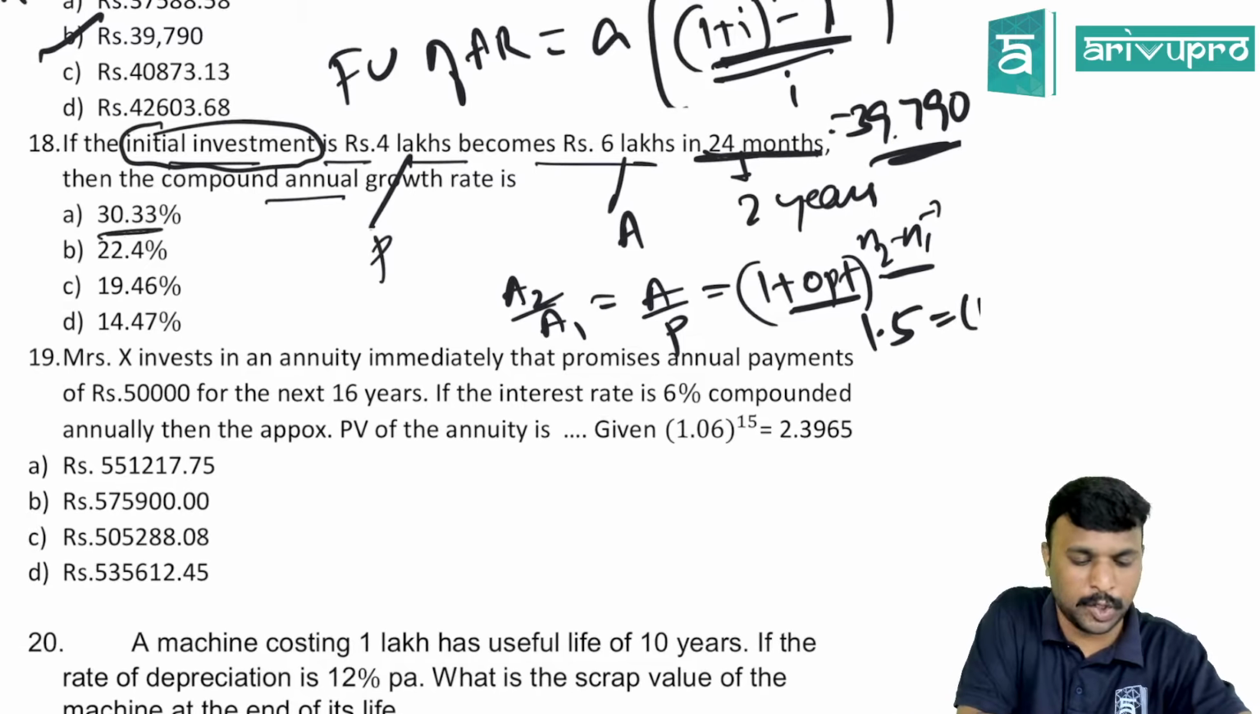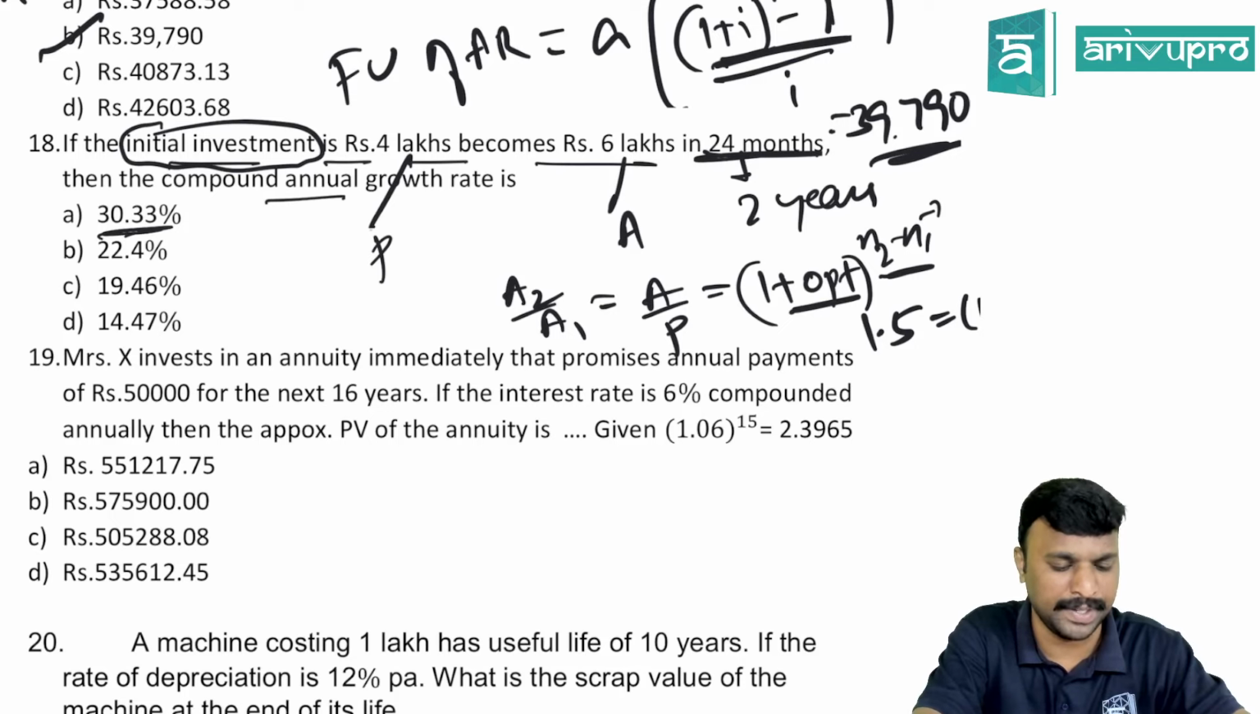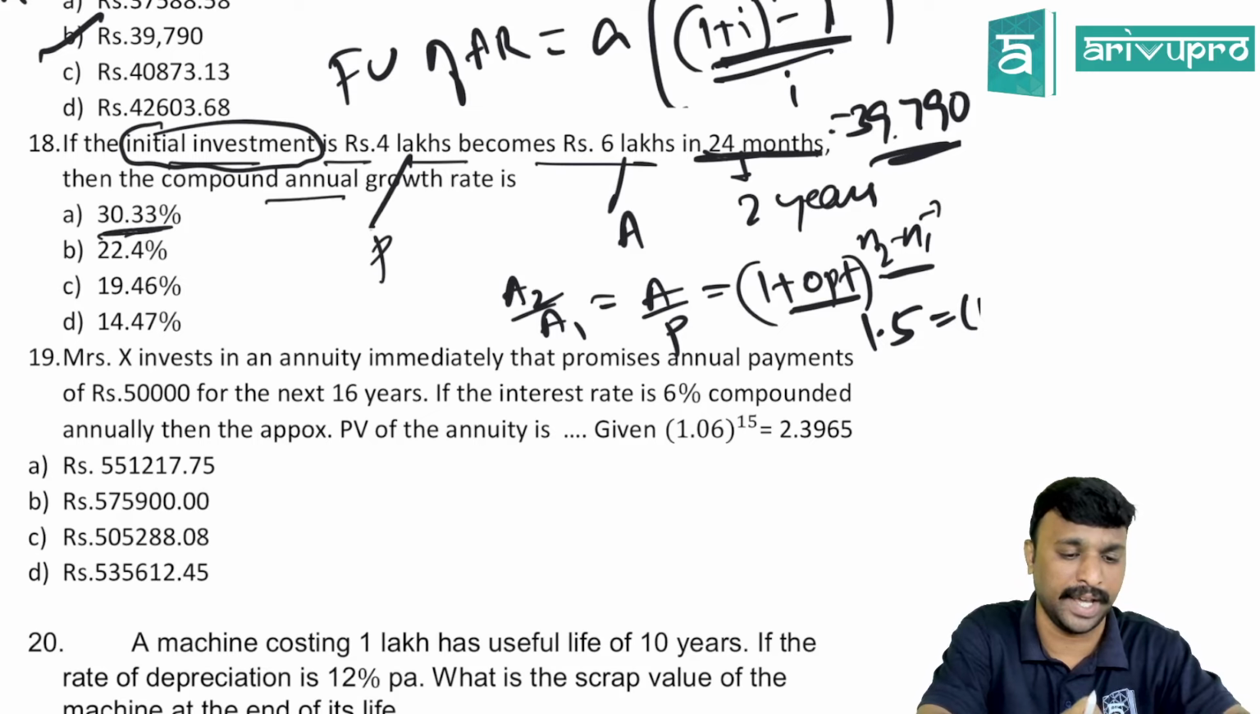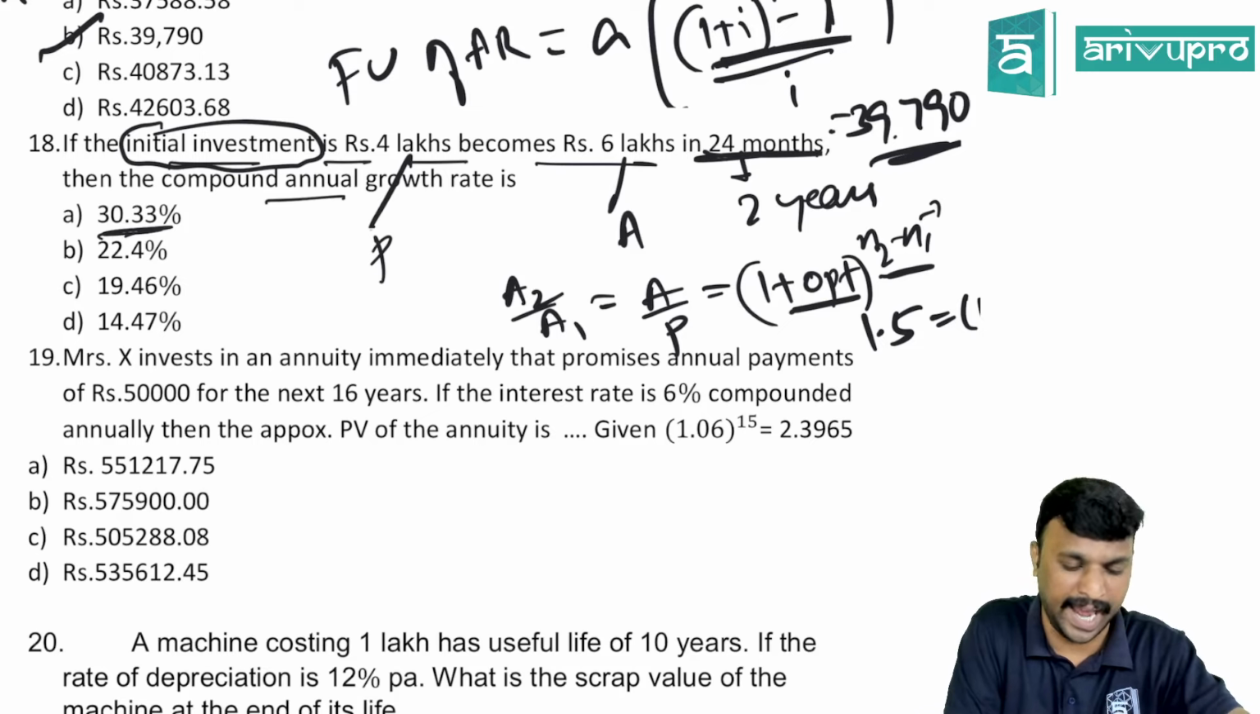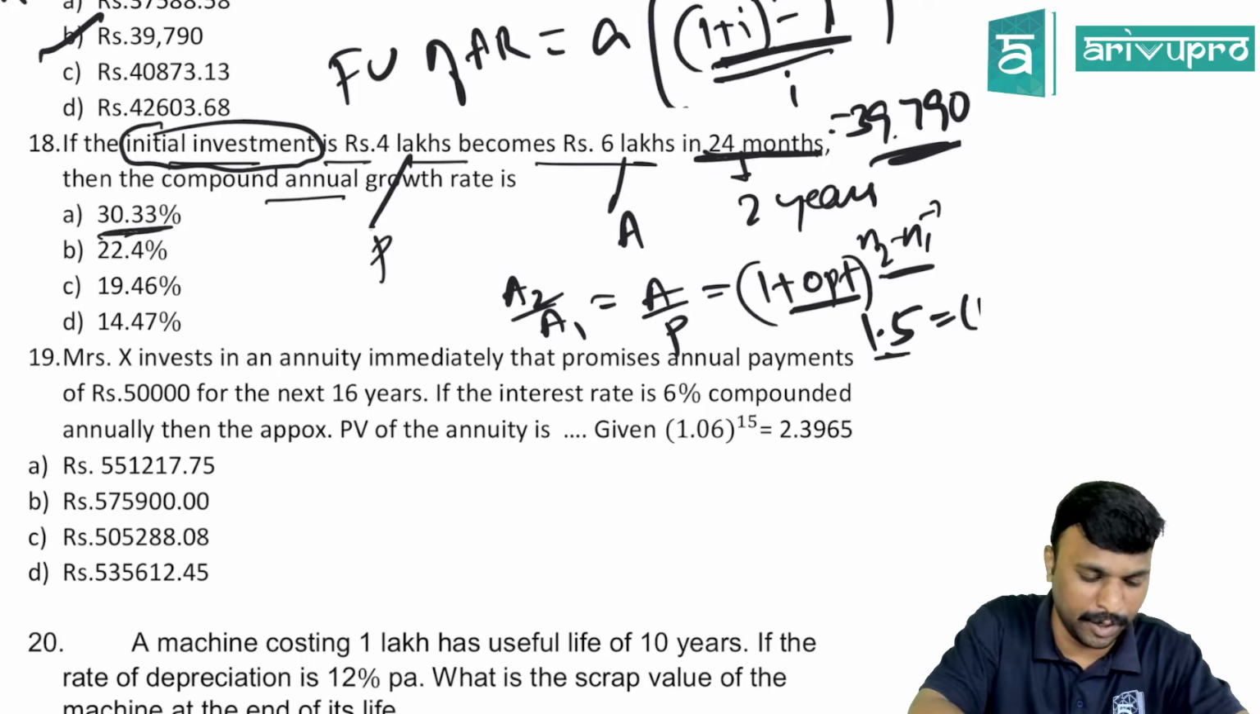Guys, if you hit the first option, 30.33% means 0.3033. If you add 1 to it, 1.3033, press equal for squaring, you're getting 1.698, which is greater than 1.5. Therefore, option A cannot be the right answer.